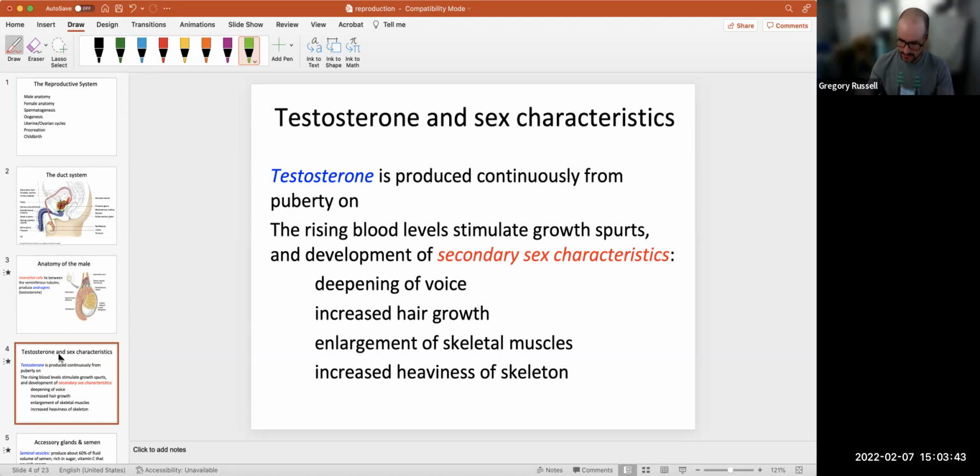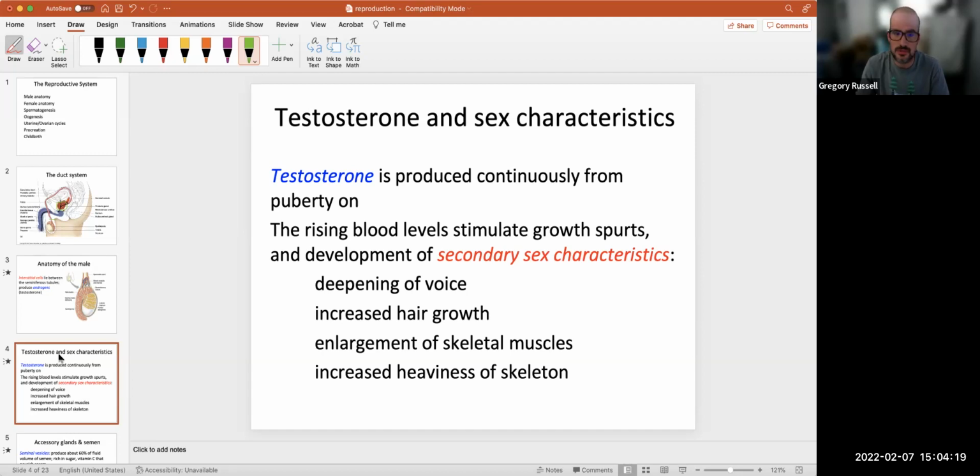So in biology, when we talk about secondary sexual characteristics, we can contrast those with primary sexual characteristics. Our primary sex characteristics are our external genitalia. So in males, we're looking at the penis and the scrotum. In females, primary sexual characteristics are the clitoris and the labia. Secondary sexual characteristics are anything that we associate with maleness or femaleness that is not part of the genitalia.